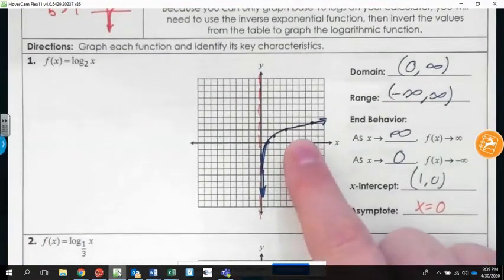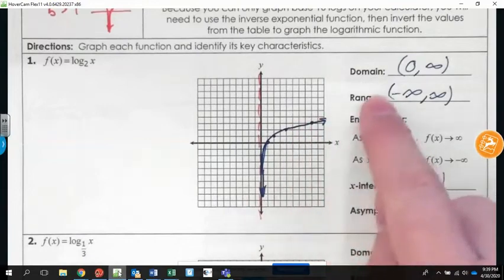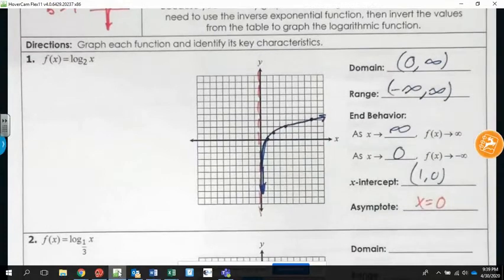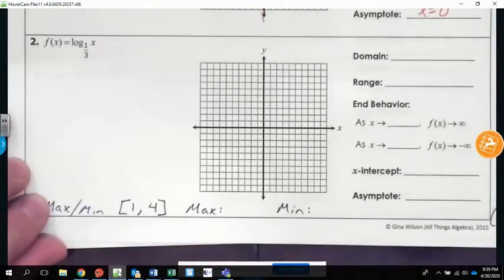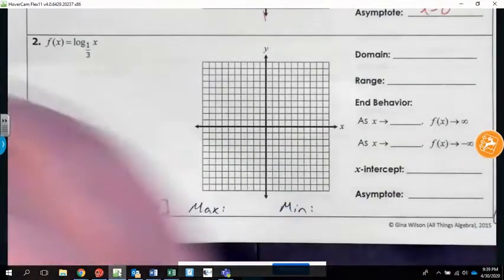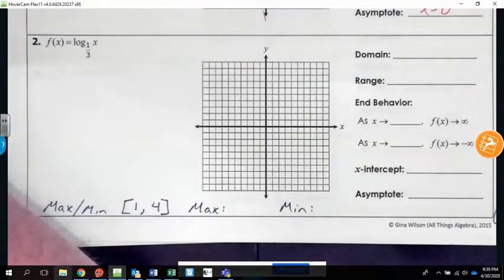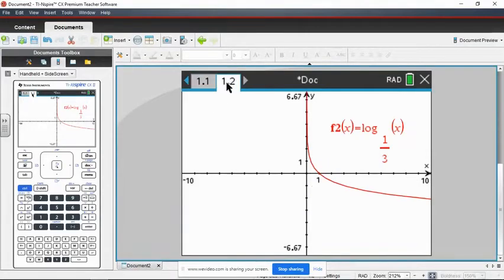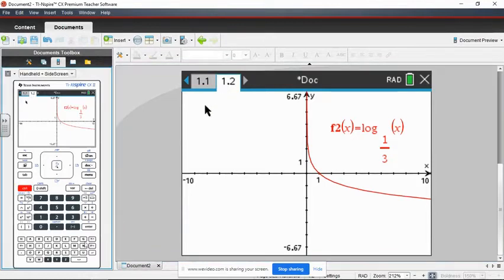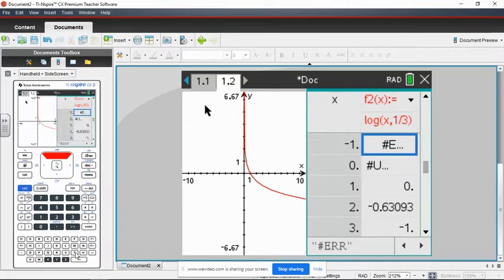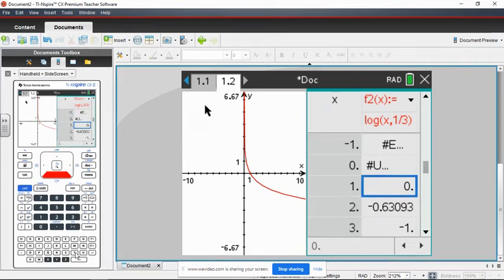This is a logarithmic graph that increases: as x increases, y increases. So the next graph is this one right here, log base 1/3 of x, and this is what happens when a graph decreases as x increases. So log base 1/3 of x, that graph looks like this. And if I want to find some good points, I'm going to hit Control T. And I see that if I go past 0 for the x, it's undefined. That means that's where my asymptote is.